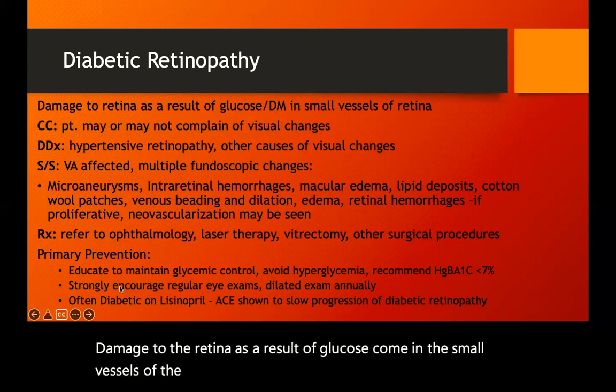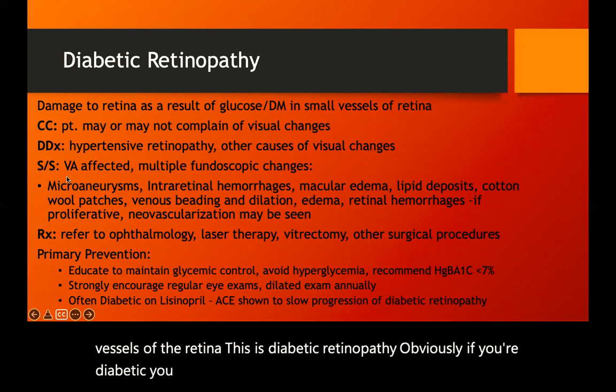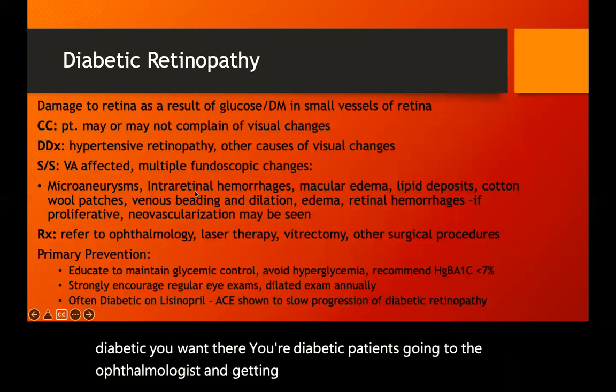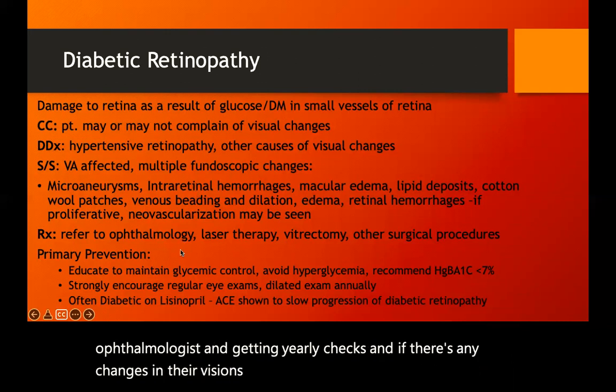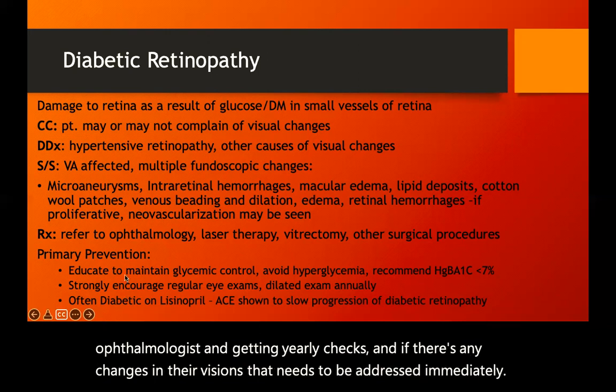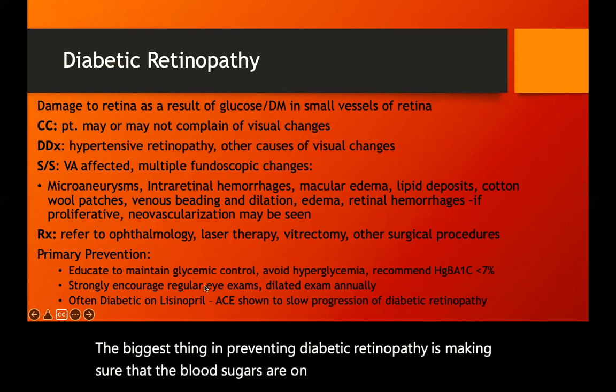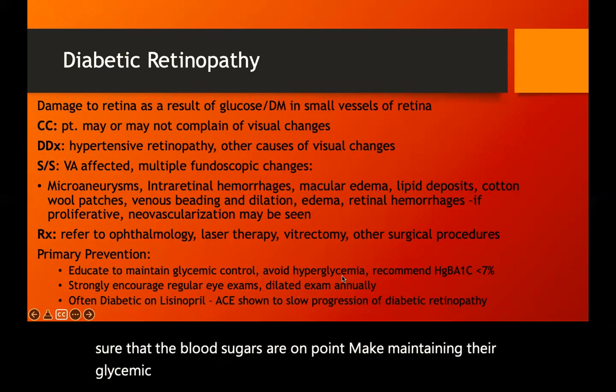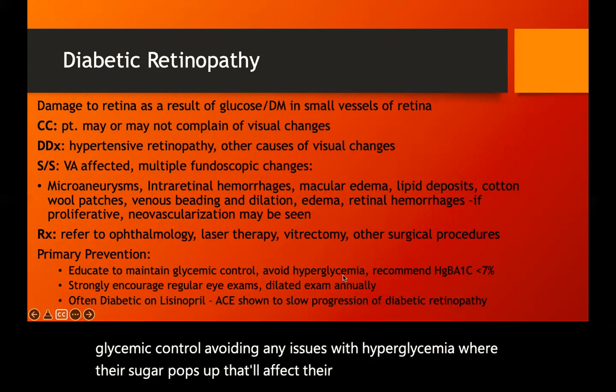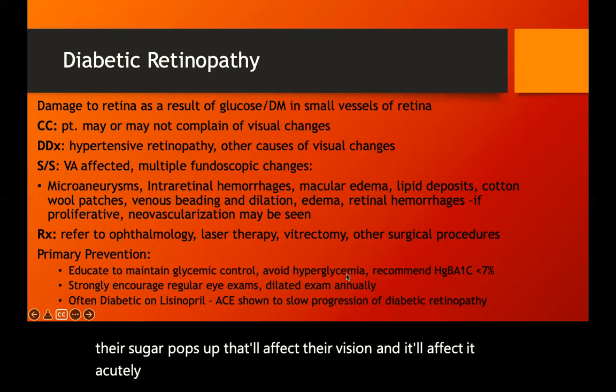This is diabetic retinopathy. Obviously, if you're diabetic, you want your diabetic patients going to the ophthalmologist and getting yearly checks. And if there's any changes in their vision, that needs to be addressed immediately. The biggest thing in preventing diabetic retinopathy is making sure that the blood sugars are on point, maintaining their glycemic control, avoiding any issues with hyperglycemia where their sugar pops up. That'll affect their vision, and it'll affect it acutely too. You'll notice that if your patient is hyperglycemic, a lot of the times their vision is blurred.